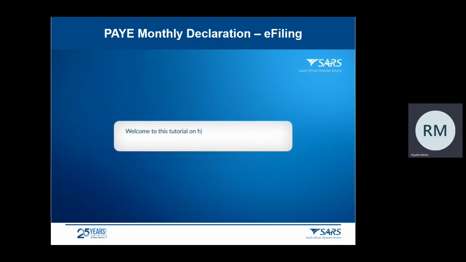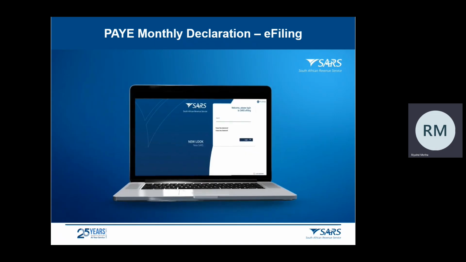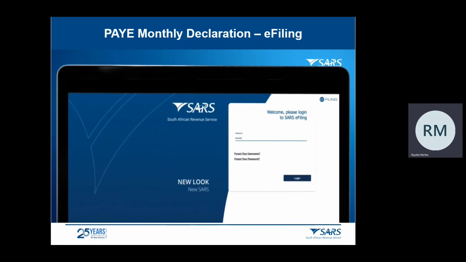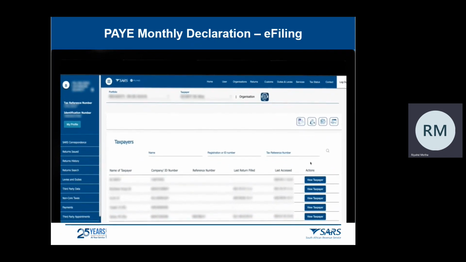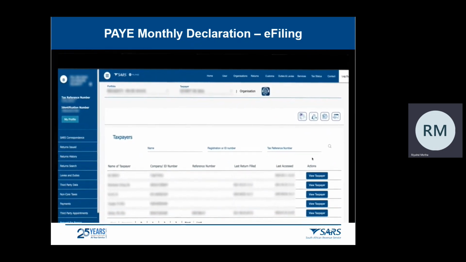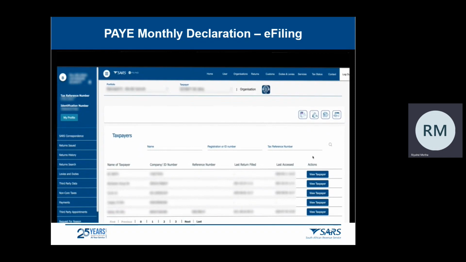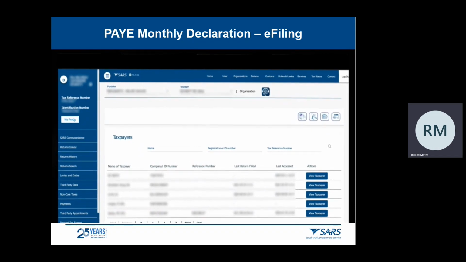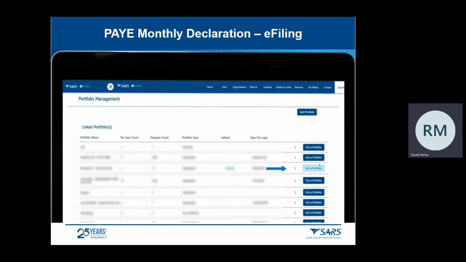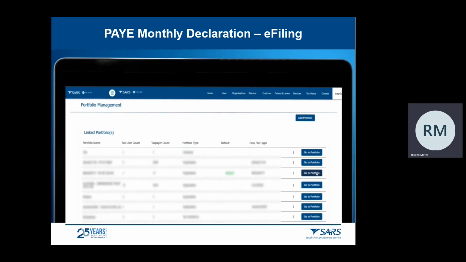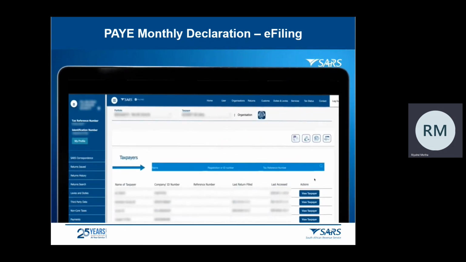Welcome to this tutorial on how to complete and submit the monthly employer declaration, EMP201, on SARS e-filing. To log in, use your existing username and password. You will land on the dashboard. If the applicable organization portfolio is not set as default, you will need to open it. Click on My Profile on the left and then click on Portfolio Management. Click Go to Portfolio once you have selected the applicable portfolio.